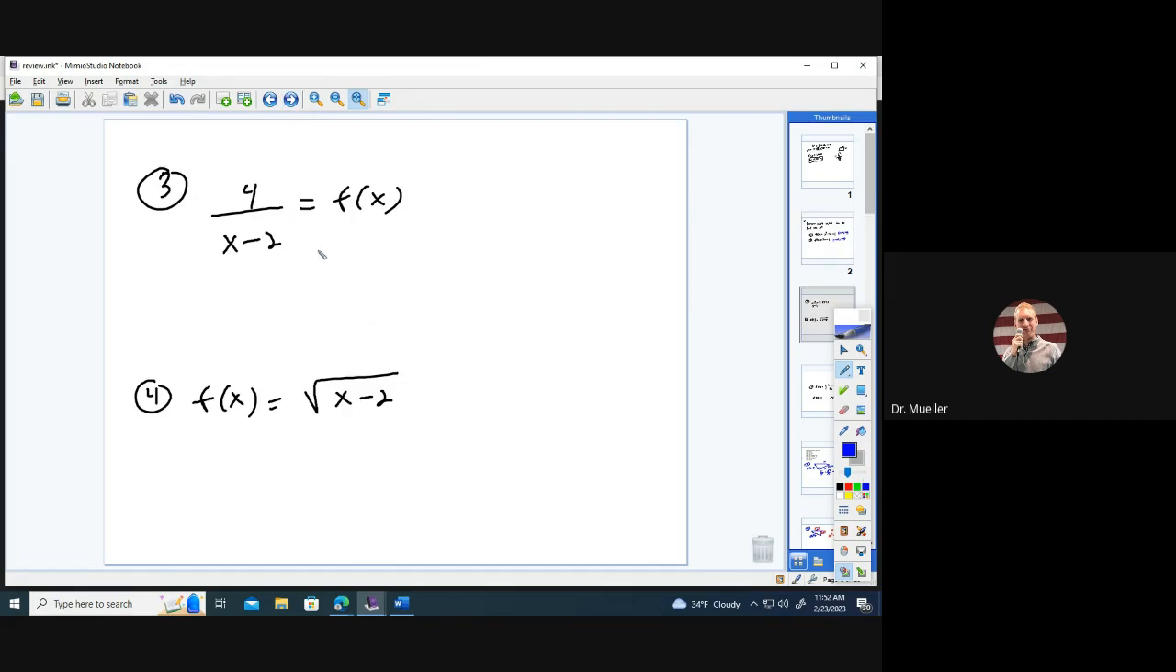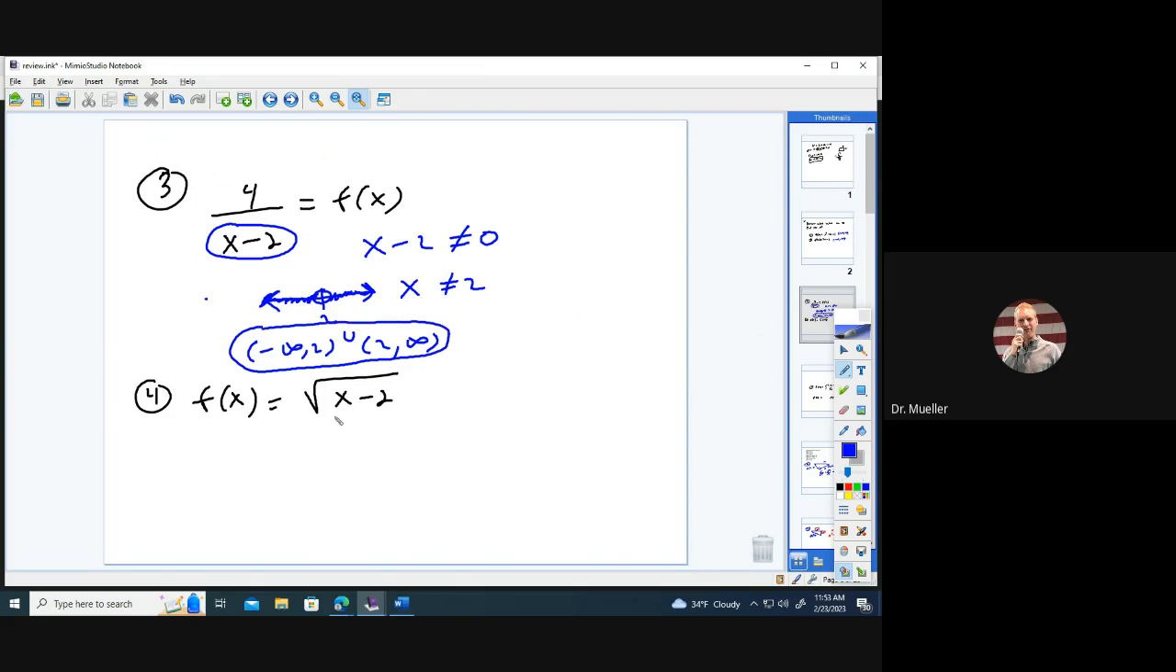Number 3, there's a restriction here, and that is that the bottom of the fraction cannot be 0. So we know that x minus 2 cannot equal 0. So that happens when x is 2. So with that, we would have an open circle at 2, and we would be shading everything else. So the interval notation for that would be negative infinity to 2, and then 2 to infinity with parentheses. That would be your interval notation.